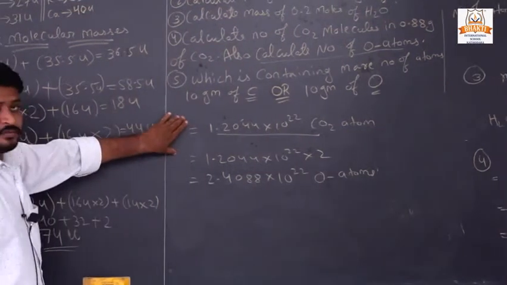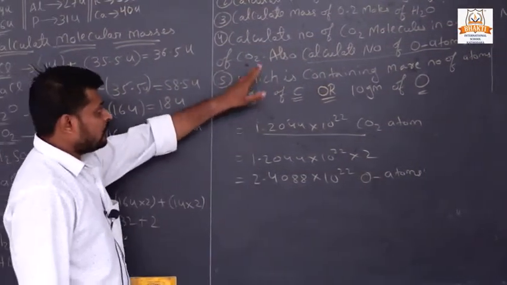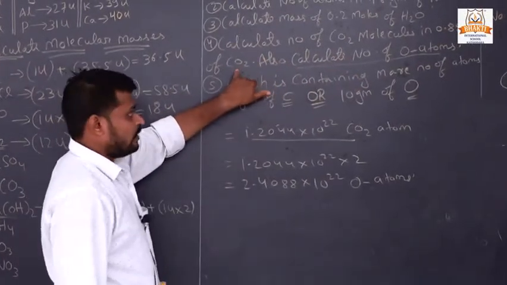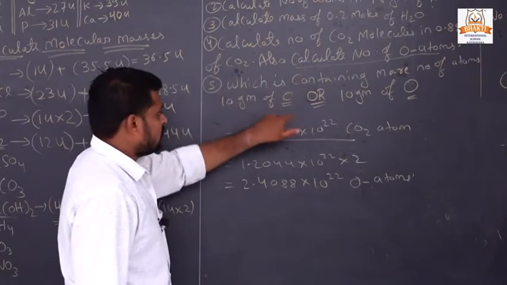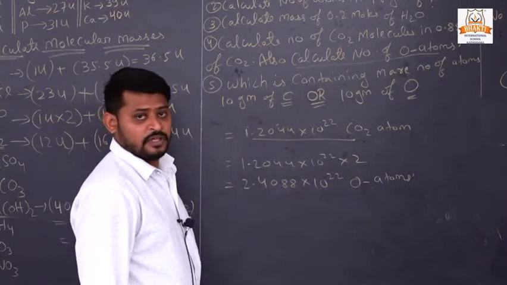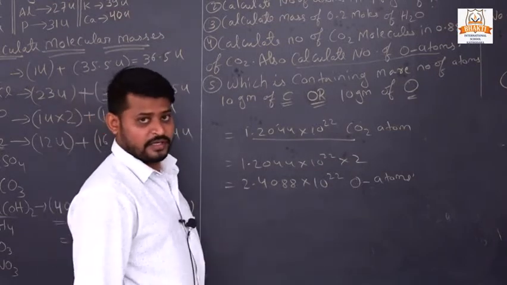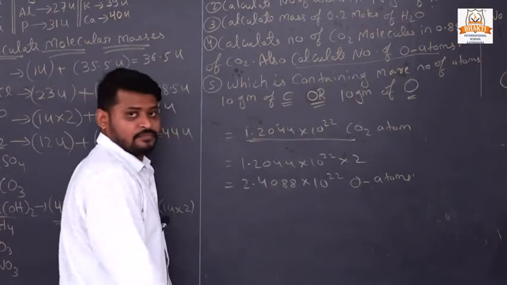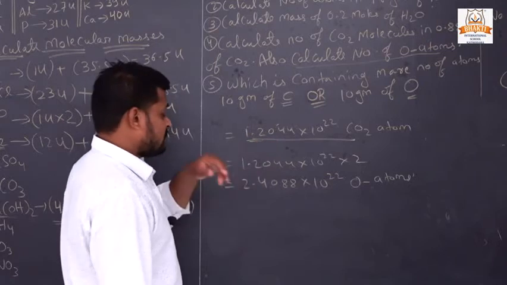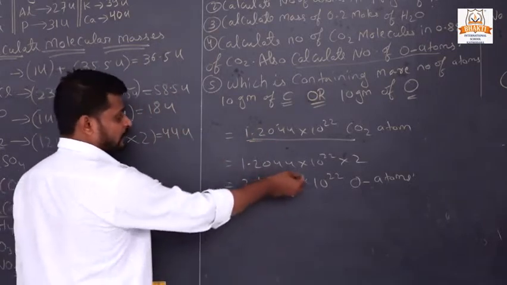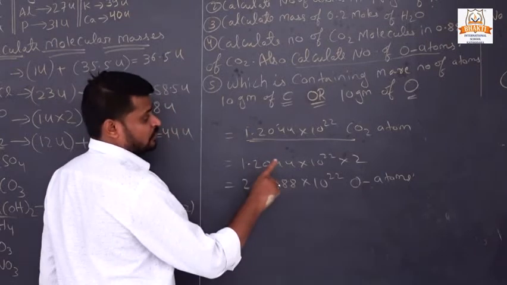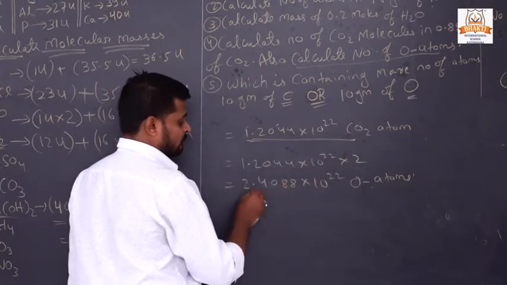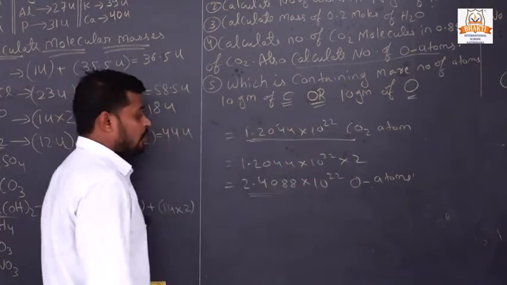This means when you are calculating, in 0.88 gram of CO2 there are 1.2044 into 10 to the power 22 CO2 molecules, then in this mass how many oxygen atoms are there? Then we have to multiply with 2. Why? Because 1 CO2 molecule has 2 oxygen atoms. Then we can calculate how many oxygen atoms are in these CO2 molecules.